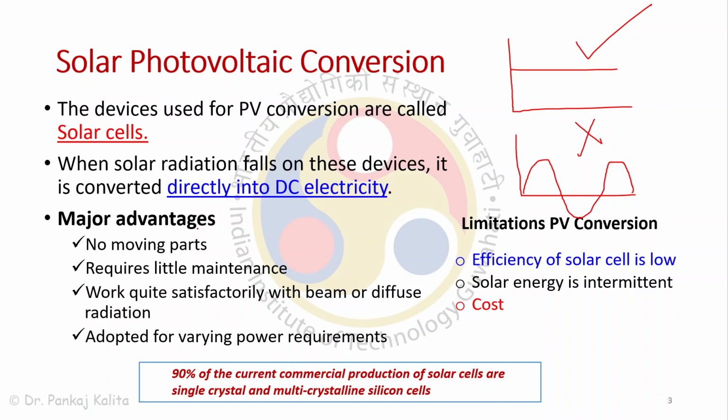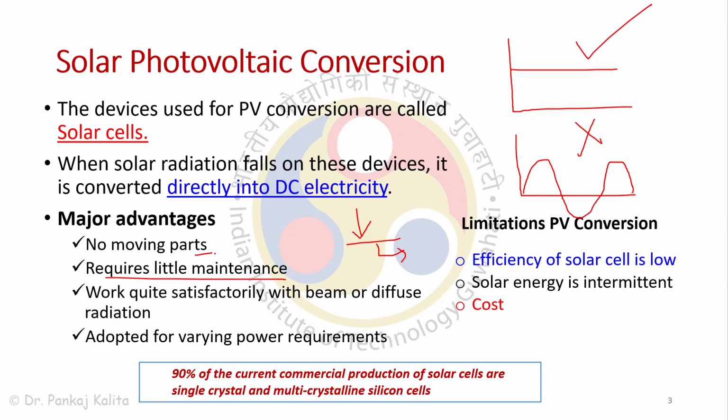And what are the major advantages of using solar photovoltaic conversion devices? There are no moving parts. Just the solar cell is there, light is incident on it, and it converts it to electricity. It requires less maintenance because there are no moving parts. The only maintenance required is dusting, checking whether any cell is damaged and replacing it, and maybe some glitch in the electrical circuits. It doesn't require very high maintenance.